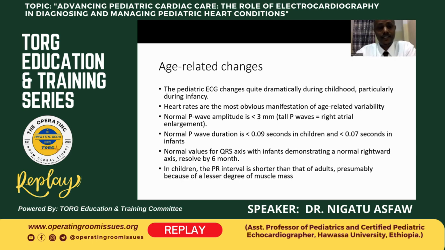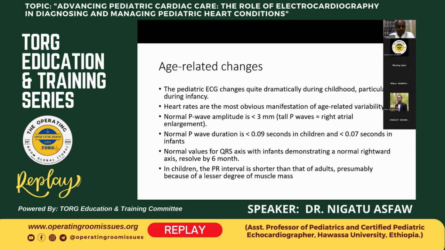And there are age-related changes in pediatric patients. One is, as you know, that the heart rate of young children is high. So we need to understand that, and it should be interpreted based on the age of the patient. Normally the P wave of a pediatric patient is small, usually less than 3 millimeters. Its duration is also short, usually less than 0.09 second in children, and in young infants less than 0.07.